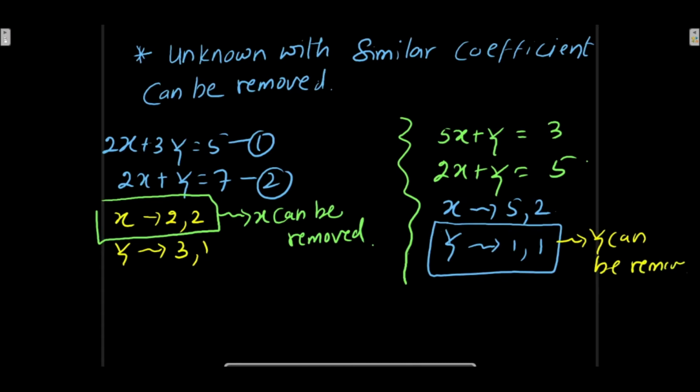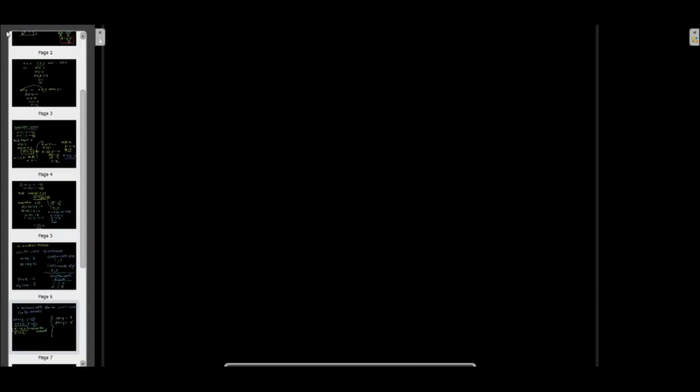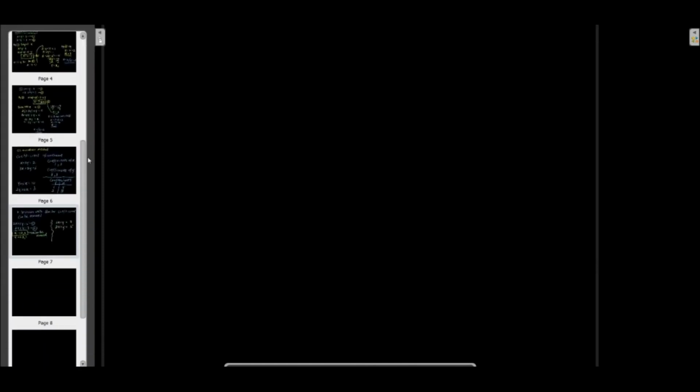Okay, now if you have knowledge about the unknown, you have to know which unknown can be removed. So an unknown with the similar coefficient can be removed. At that time, you have to identify which one has the similar coefficient. Next one.